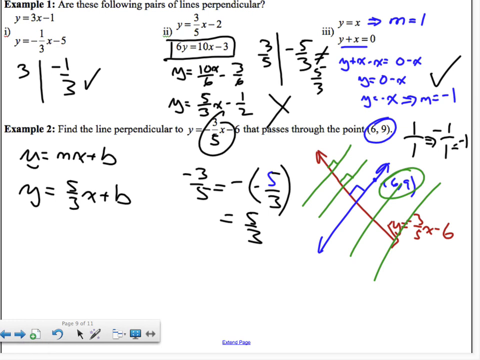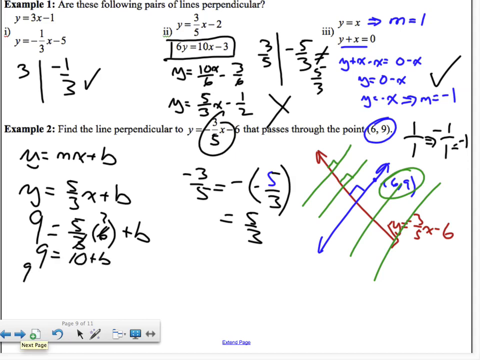Those points, yeah, 6 and 9. Because we know that 6, 9 passes through this line, we can plug in. When x is 6, what's the value of y? 9. Now we just solve for b. So here, I can reduce that. So 9 is equal to 10 plus b. Subtract 10 from both sides. b is equal to negative 1. So not quite 3.